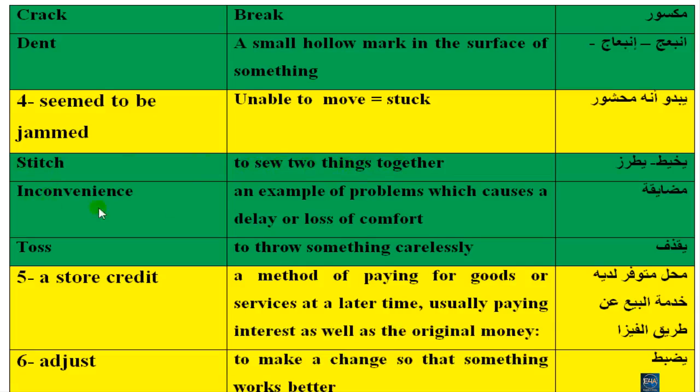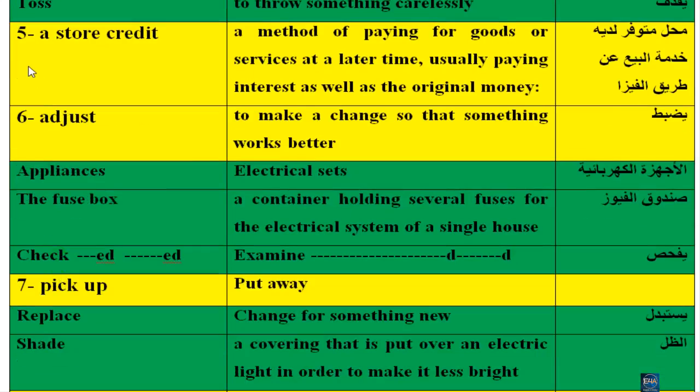Inconvenience. An example of problems which causes a delay or loss of comfort. Toss, to throw something carelessly. Words of exercise number 5.